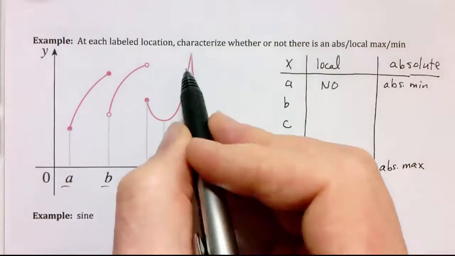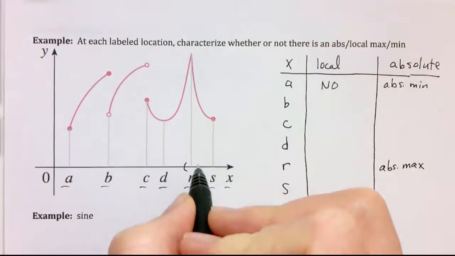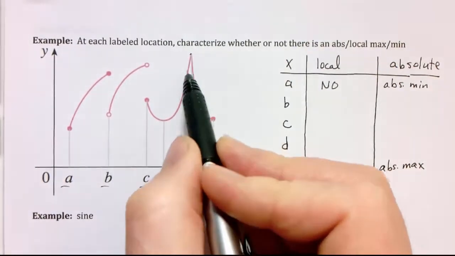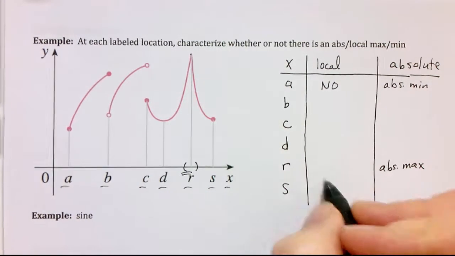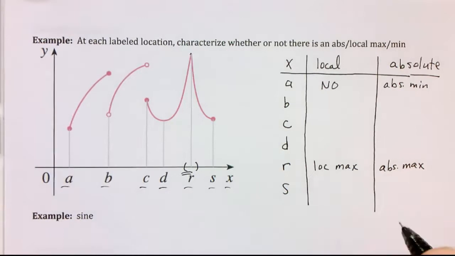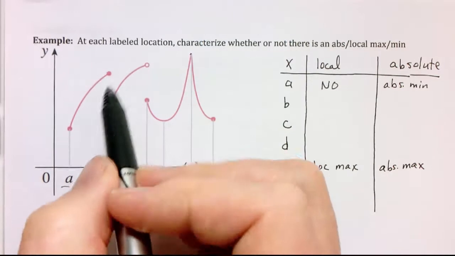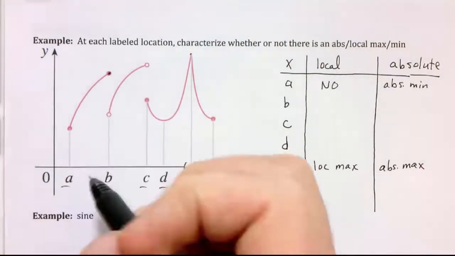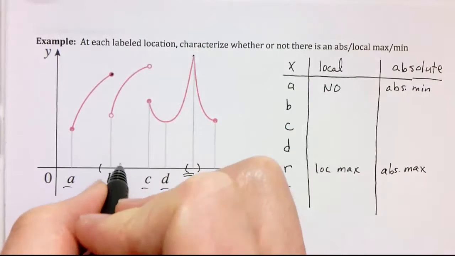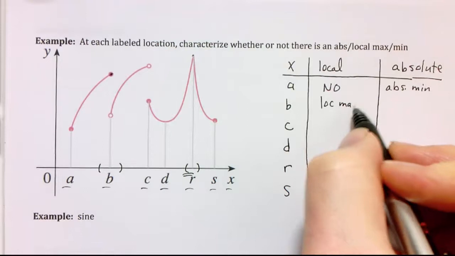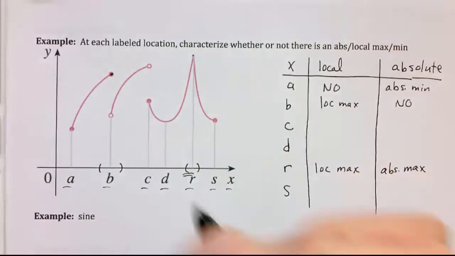But at R, we do have a local max because there's an open interval containing R for which this value right here is the largest guy over that whole interval. So yes, it's a local max. Right, let's look at the other points. At B, the function value is right here. Now that's the largest guy in some interval containing B. So at B we have a local max, but no absolute max.